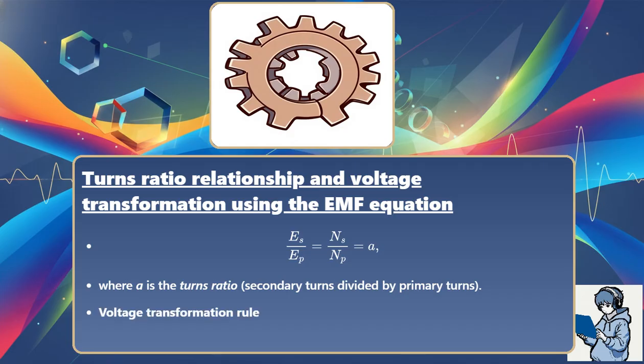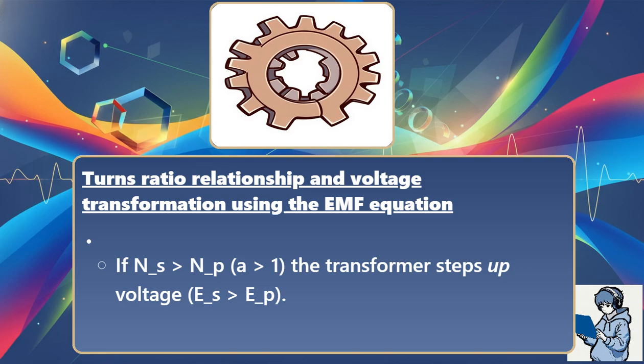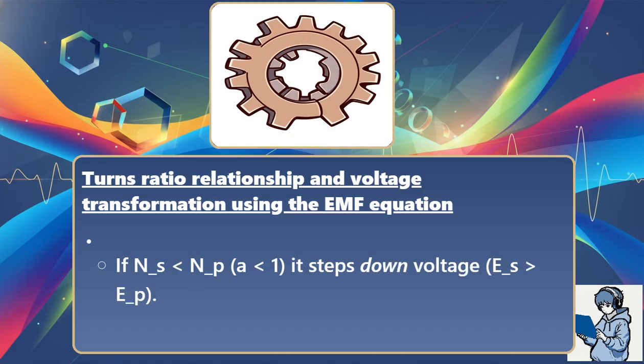Voltage transformation rule. If N sub S is greater than N sub P, a is greater than 1, the transformer steps up voltage, E sub S greater than E sub P. If N sub S is less than N sub P, a is less than 1, it steps down voltage, E sub S less than E sub P.